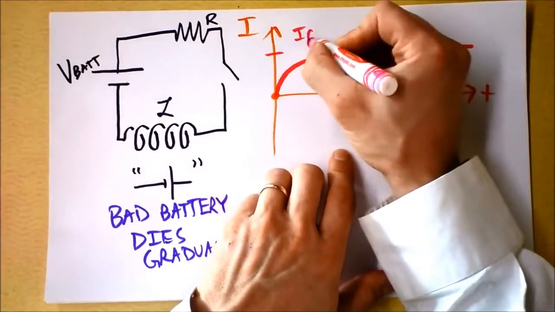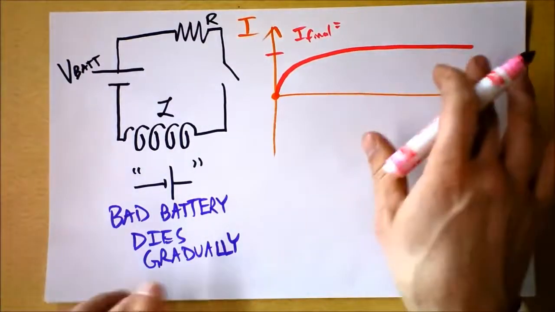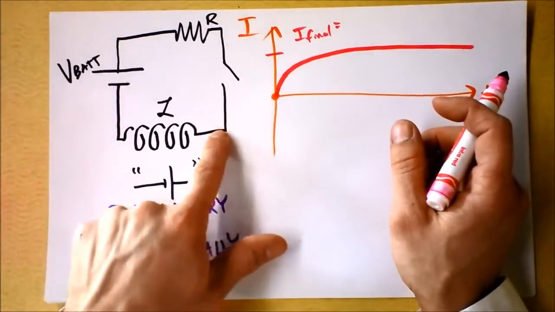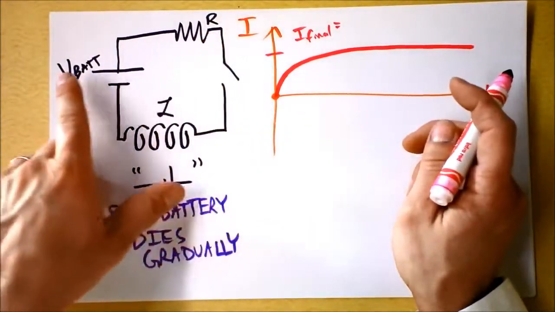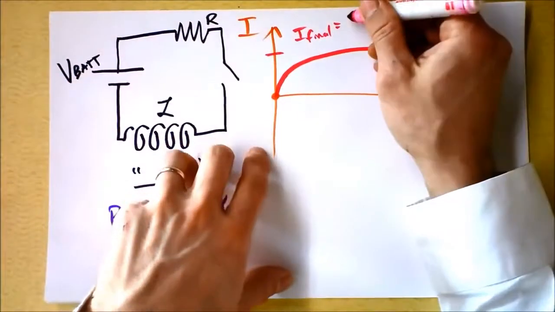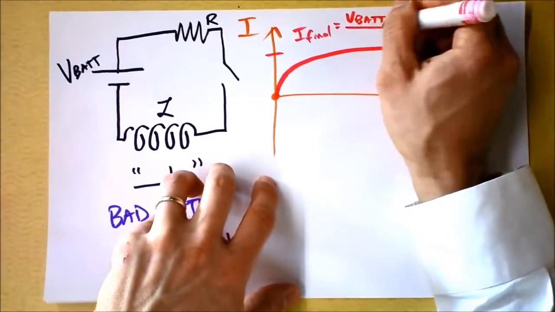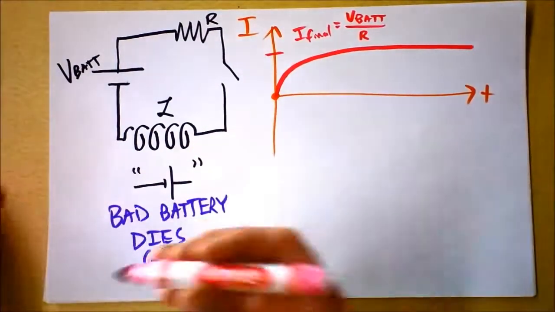I'm going to call that I final, and I'm going to say that it probably is, well, when the bad battery is completely dead, then this will be a line, and this will be a line, and then we'll just have V and R in here, and V is IR, so this current is going to be the voltage of the battery divided by the resistance of the resistor. It will ultimately reach that.